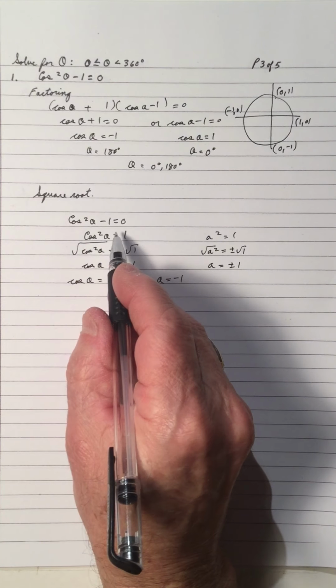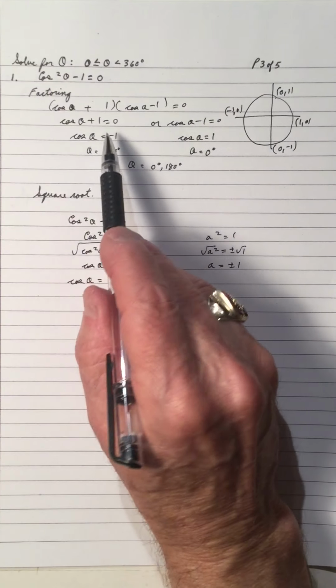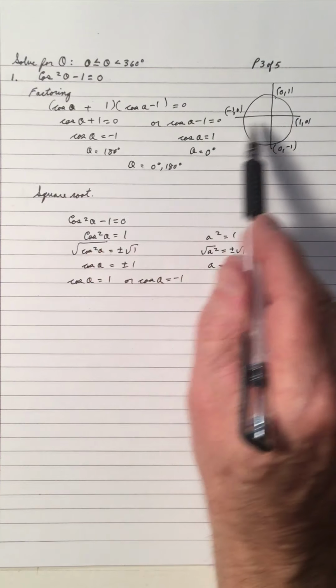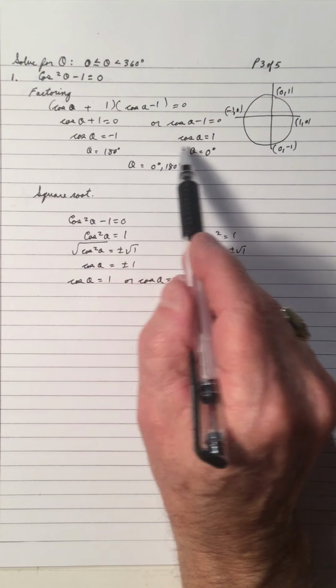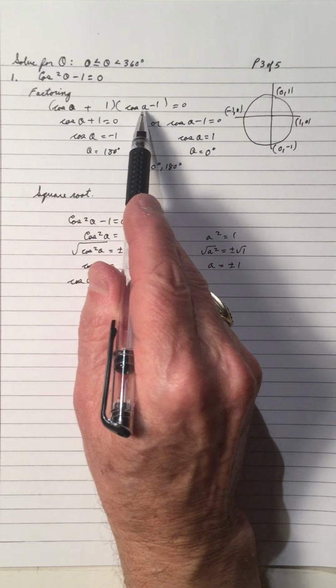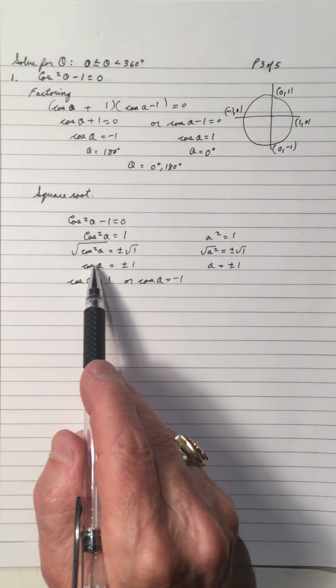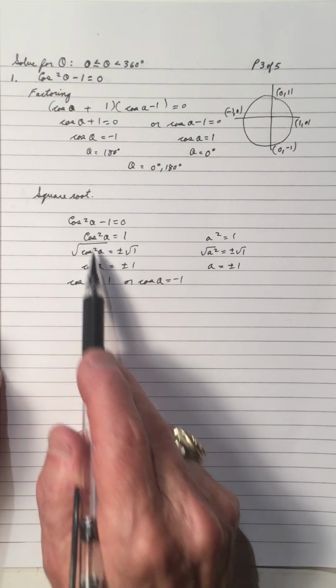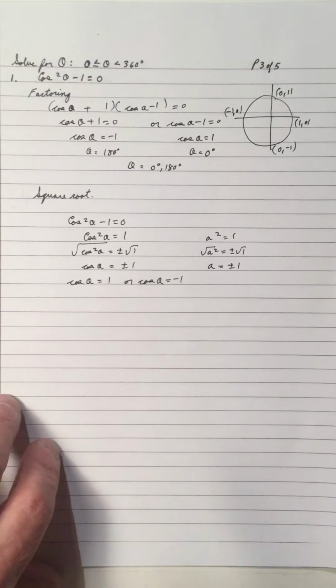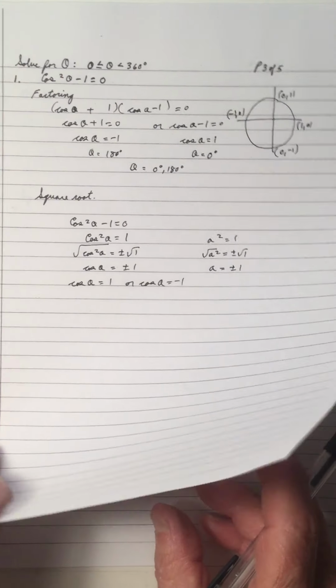So if you solved it this way, without factoring, you would have got to right here, and then you would have done this diagram and picked up the answers. So you can do it by factoring, or you can do it by completing the square. Because it's a difference of two squares, it's easy to do. Okay, let's do another one.